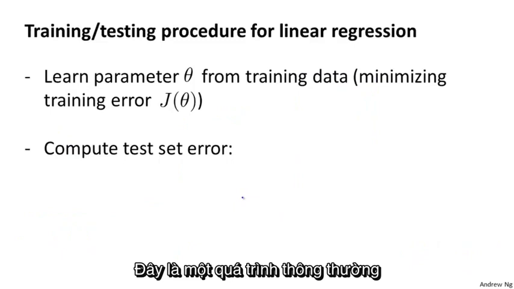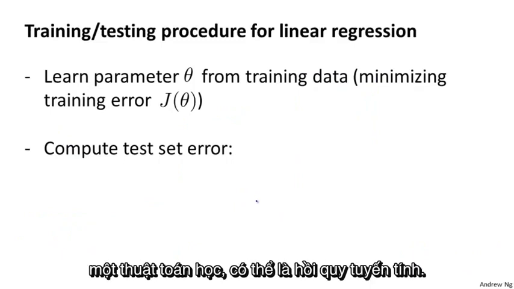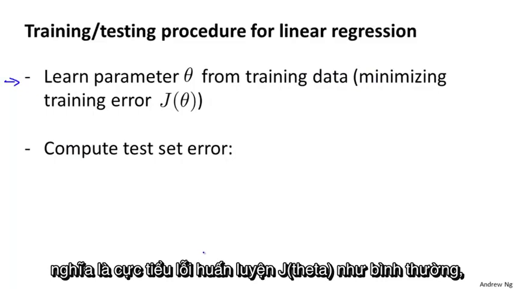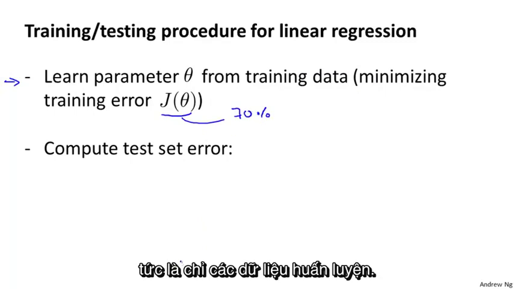Here then is a fairly typical procedure for how you would train and test a learning algorithm, maybe linear regression. First, you would learn the parameters theta from the training set. So you minimize the usual training error objective J of theta, where J of theta here was defined using that 70% of all the data you have. That's only the training data.